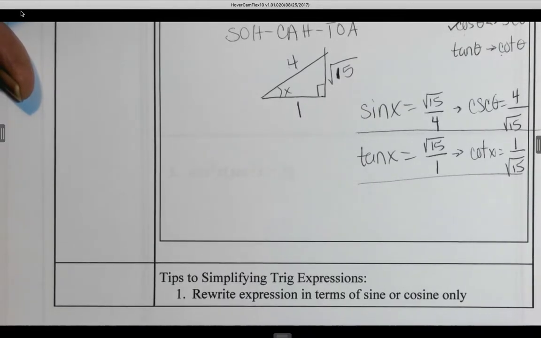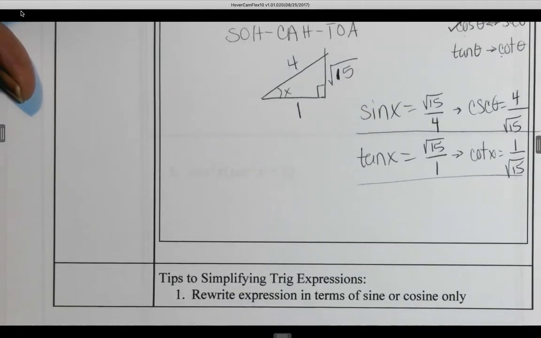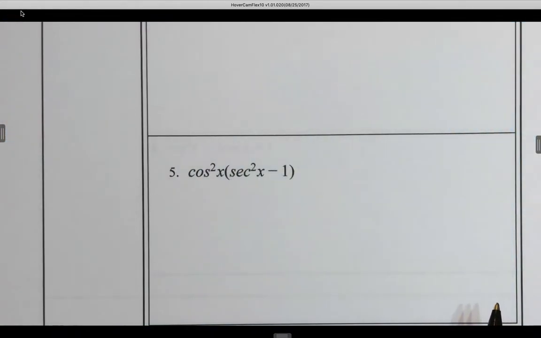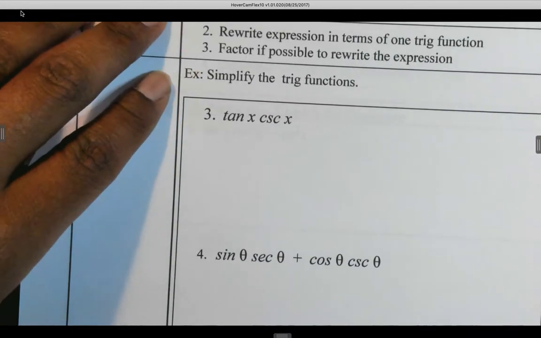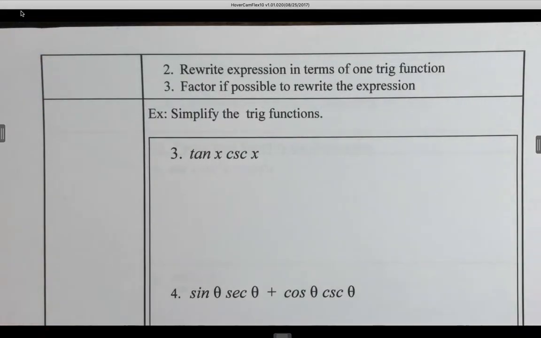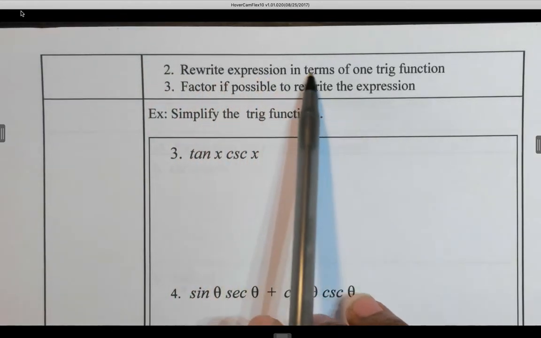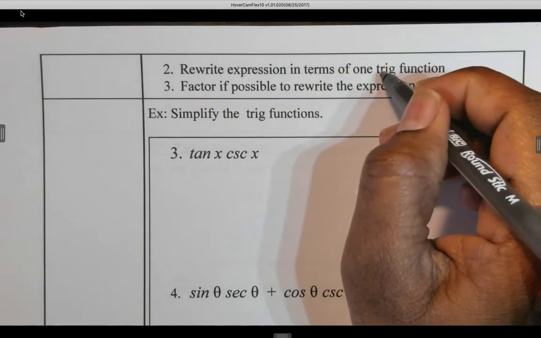If I have an expression that has cotangent or secant, I'm going to try to switch everything to sine and cosine. Usually those are easier to recognize when we're trying to verify or simplify expressions. Another tip: maybe I can't switch everything to sine and cosine, or maybe it doesn't really help. Another thing I could do is rewrite everything in terms of one trig function.